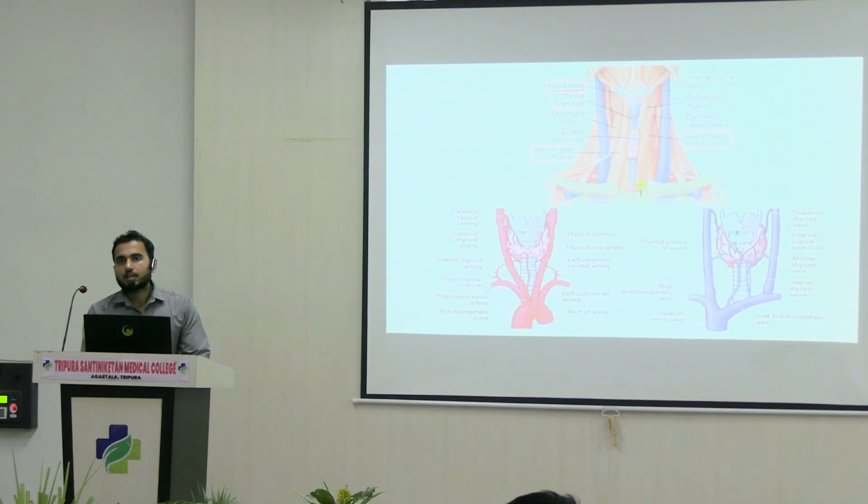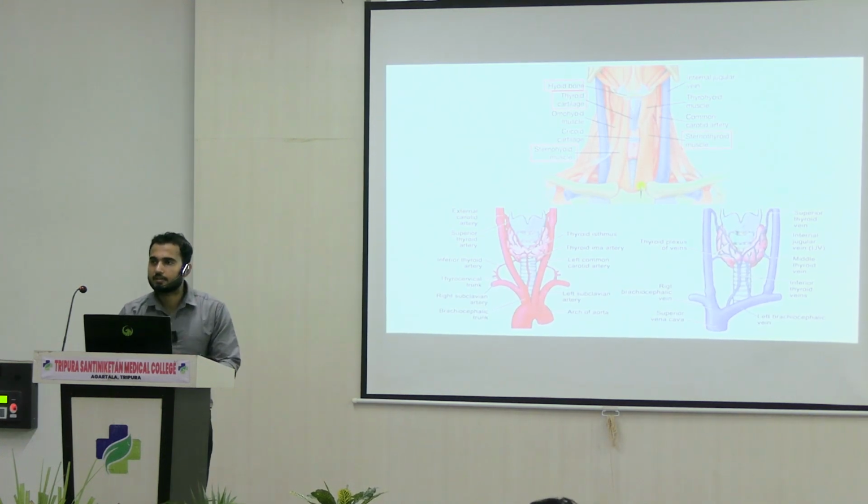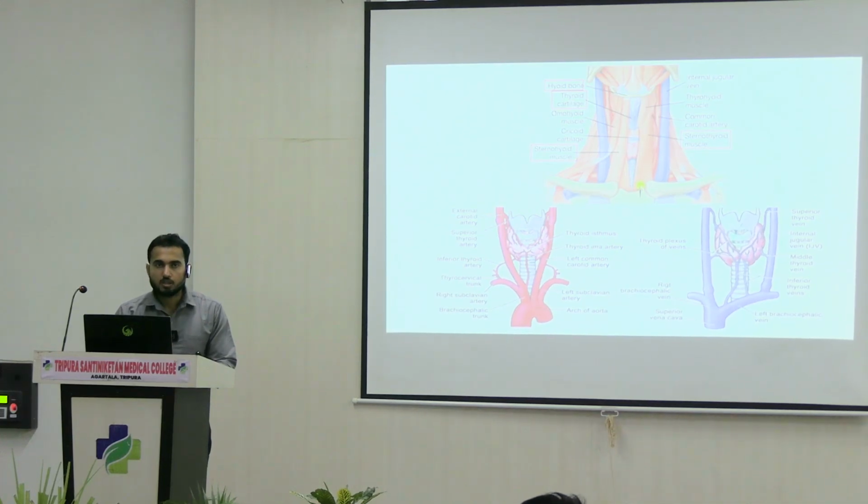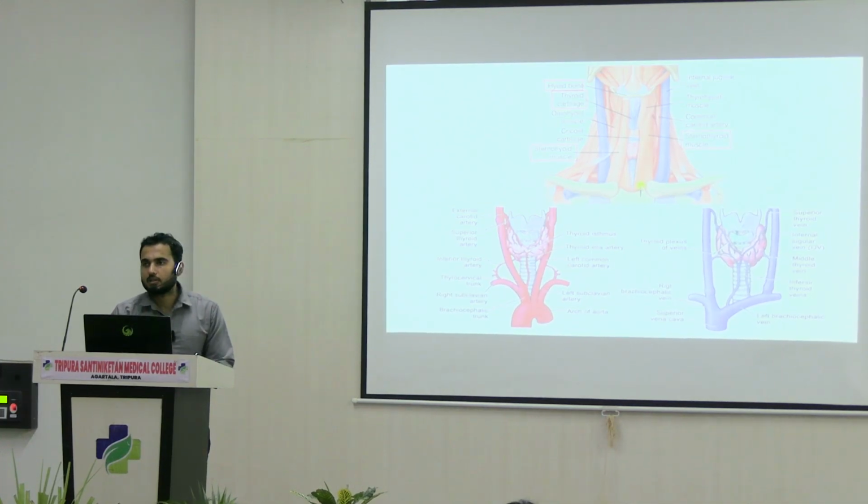Okay, so along with that, the surfaces, borders, and relations of the thyroid gland are done. Next is the blood supply. Why is blood supply important in the case of the thyroid gland? Because in the beginning I told you it is an endocrine gland having a rich blood supply. So what do you think? What will be the blood supply of the thyroid gland?